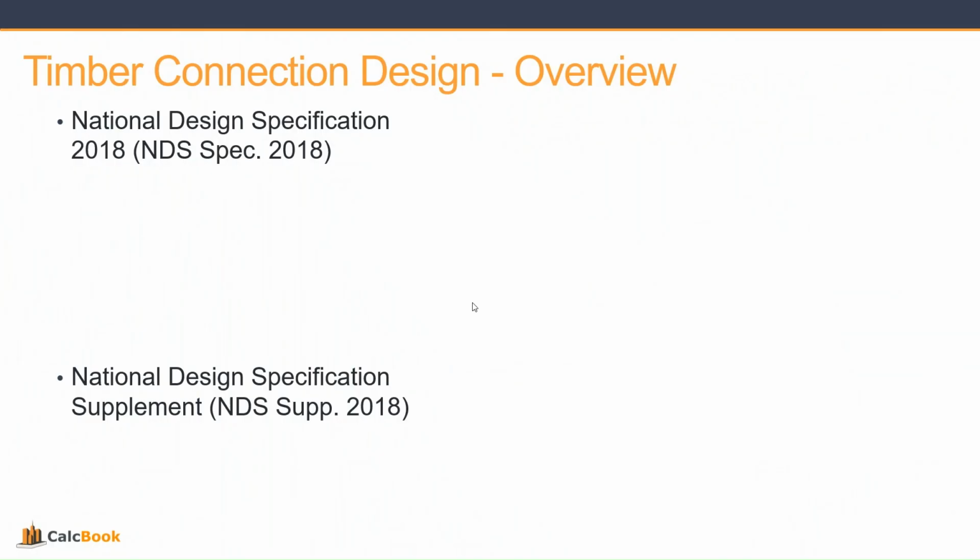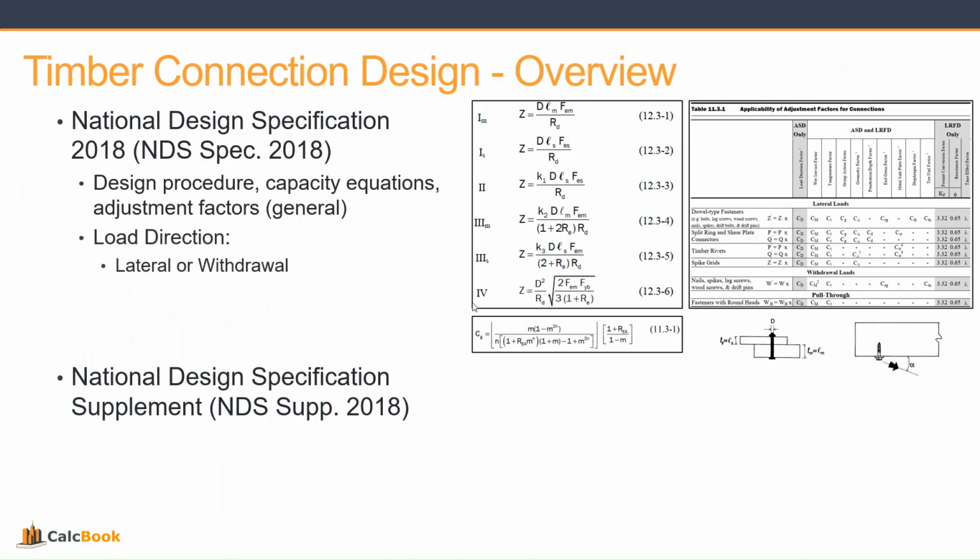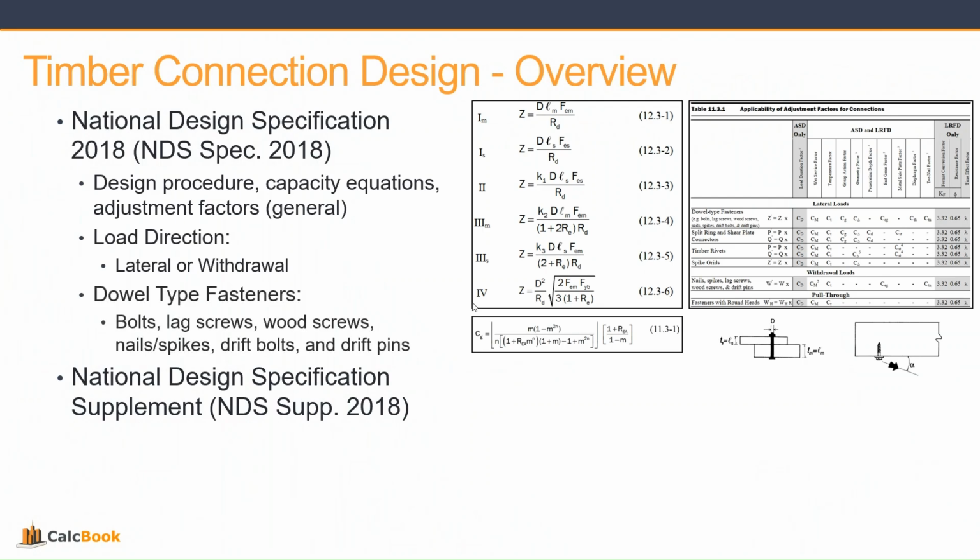So just a quick recap of our timber connection design. We are using the National Design Specification, also known as the NDS, and we have two items that we use: the NDS spec and the NDS supplement. The spec gives us our design procedure, capacity equations, adjustment factors, that sort of thing. It lets us decide our load direction, whether we're in lateral or withdrawal, and our type of fastener. For CalcBook, we focus on the dowel type fasteners. Those are your bolts, lag screws, wood screws, nails and spikes, those sorts of things.